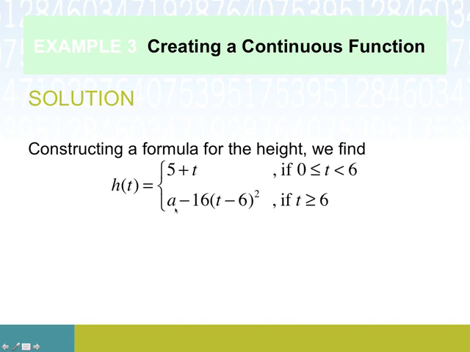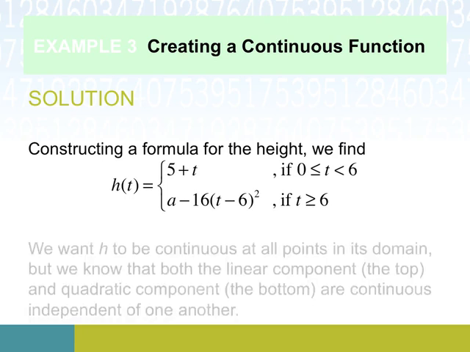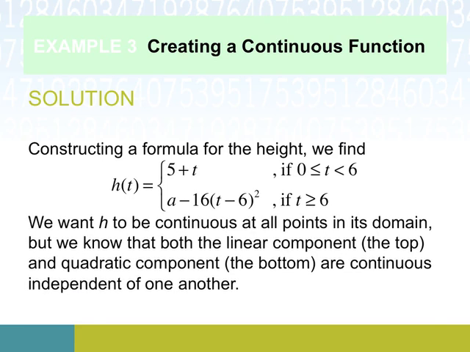So we've got this unknown constant a minus 16, quantity t minus 6 all squared. And that piece is in charge if we're 6 seconds or later after this conveyor belt started. And then here's the consideration. We're in charge of making h continuous.